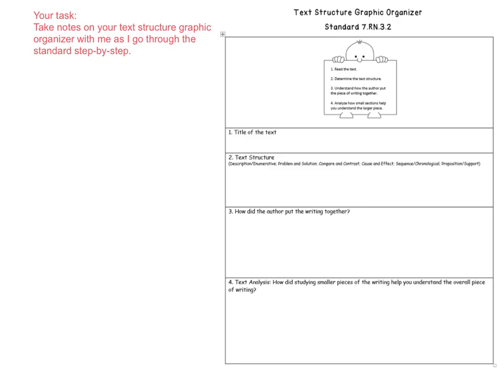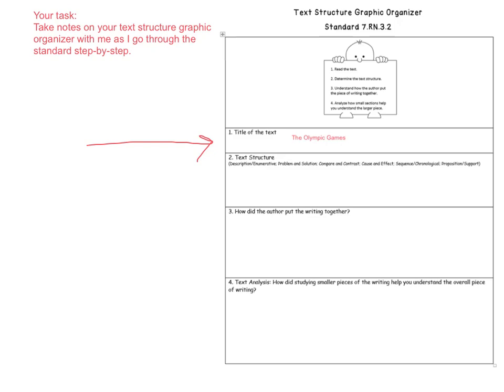Now, you should already have this paper in front of you. If not, go ahead and push pause and grab this paper. Your task is to take notes on the text structure graphic organizer with me as I go through the standard step by step. The first thing that I filled in is the title. The title of the text is the Olympic Games. If at any point I go too fast, please simply press pause on the video and fill in your graphic organizer and then push play to continue.